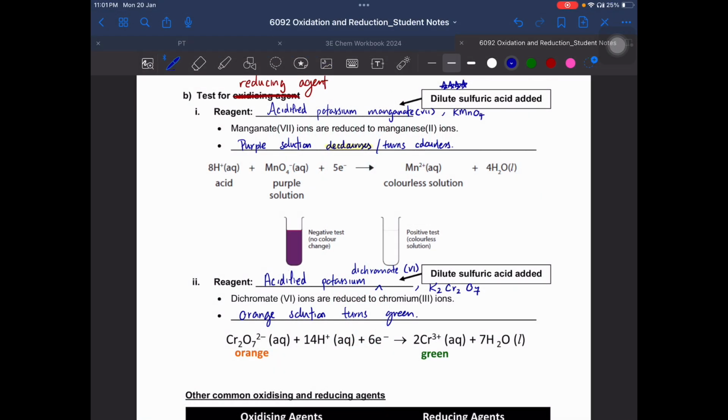And there you have it. The video shows that when it comes to testing for reducing agent, there's two different types of reagents that you can use. One is acidified potassium manganate 7, purple to colorless, or you can use acidified potassium dichromate 6, from orange to green. At the end of the day, whichever chemical you choose is really based on what is available to you, as well as what gives you the best observation.